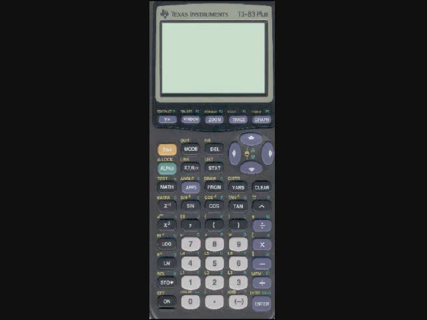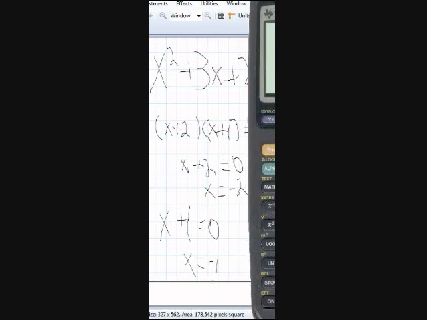Alright, today's video is how to solve an equation using your calculator. So what I want to start off with is actually working out a very simple problem just using plain old dirty old algebra.